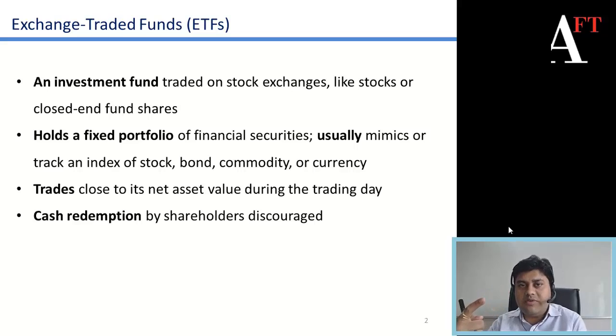So these are the four main features of exchange traded funds. One, it's an investment fund traded on the stock exchange like shares or bonds. Second, it holds a fixed portfolio, usually tracking or mimicking an index. Third, it trades close to the NAV. And fourth, there are in-kind redemptions, and cash redemptions are not encouraged, as we'll see later.